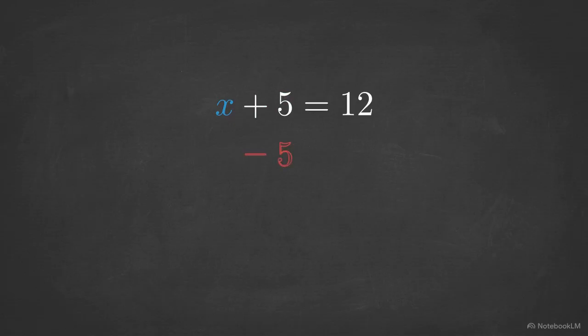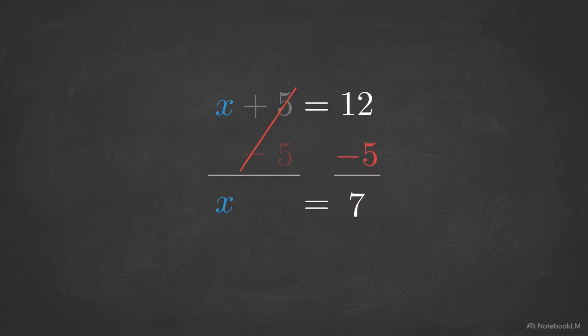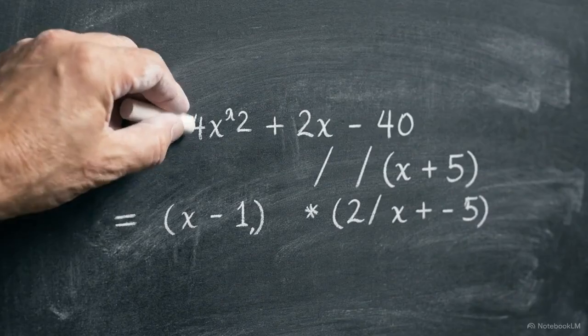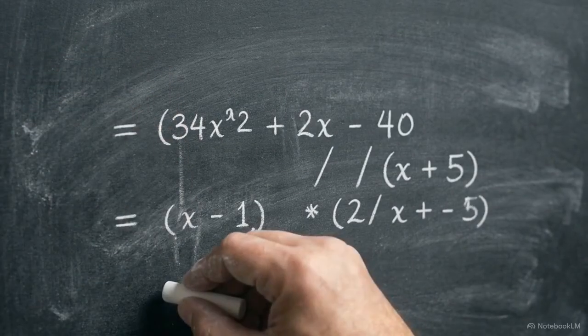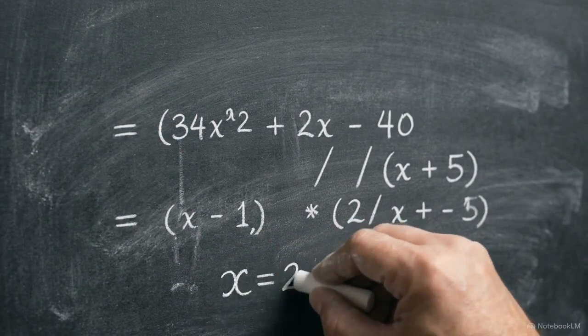Write a minus 5 directly under the plus 5. A positive 5 and a negative 5 result in 0, leaving the x by itself on the next line. To follow the rule of equality, you must also write minus 5 under the 12. 12 minus 5 is 7. The equation now tells us that x equals 7. Solving an equation is a systematic process of using inverse actions to determine the numerical value of the unknown.